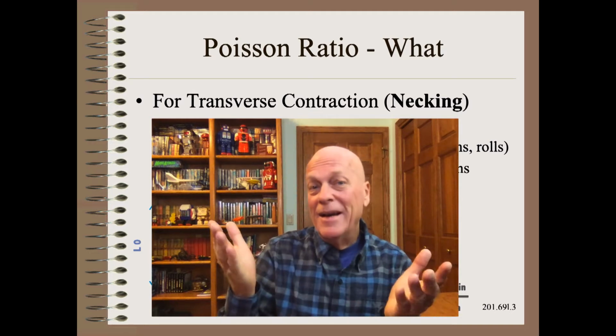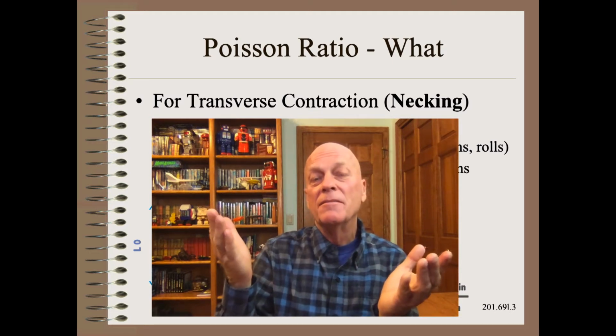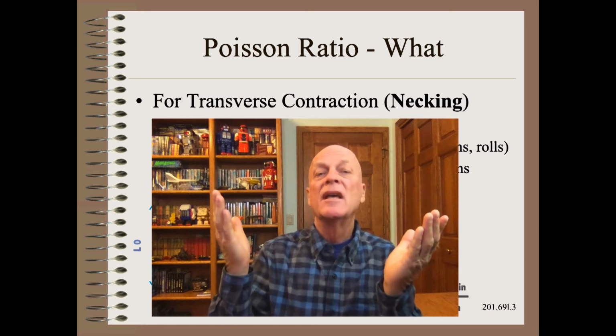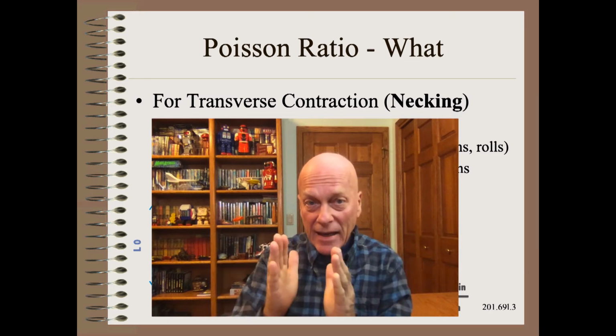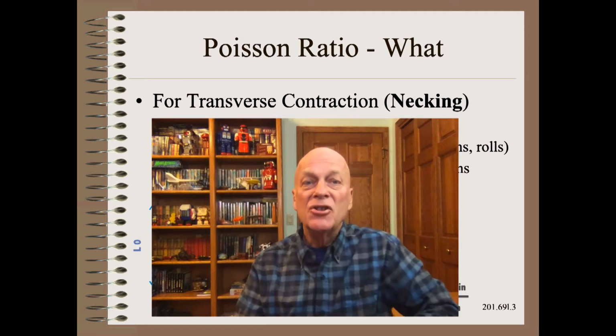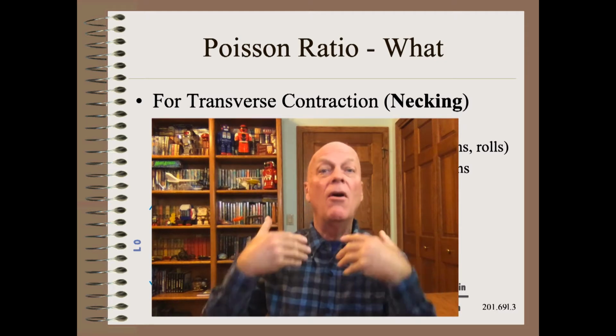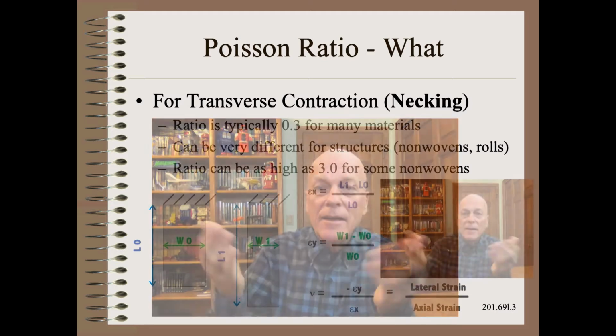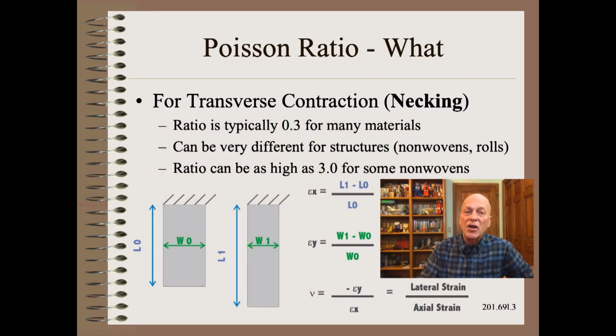So what the heck is Poisson ratio? Quite simple. It is the amount of necking of a material that is under tension. In short, that applies to all of web handling. It is defined as the change of web width divided by the change of web length due to tension.